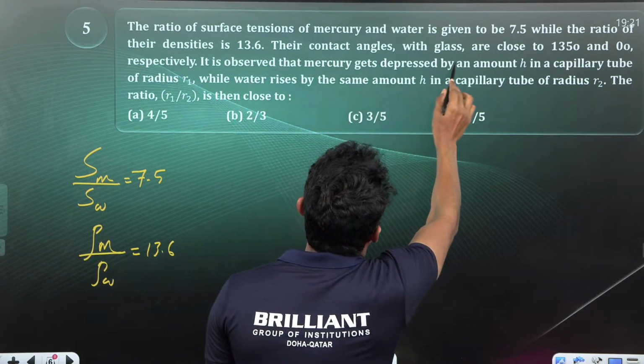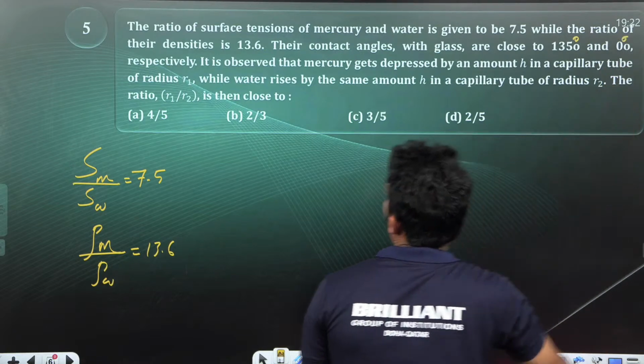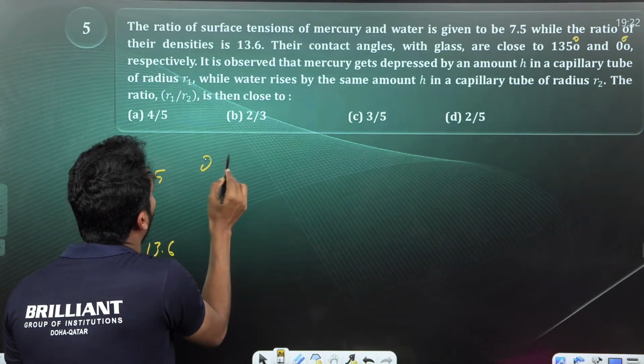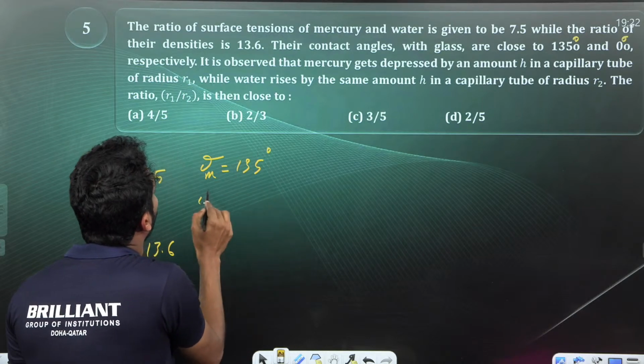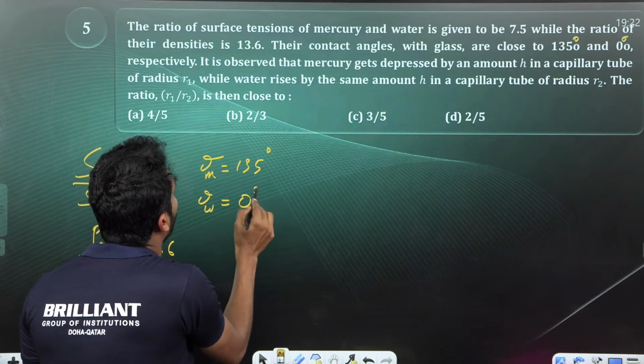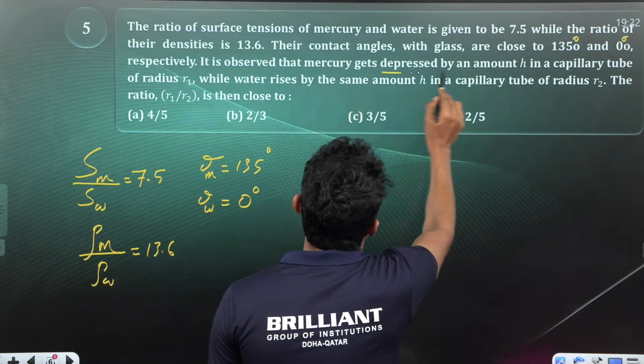Their contact angles with the glass are close to 135 degree and 0 degree. The angle of contact for mercury with the glass is given as 135 degree, and for water it is given as almost 0 degree. It is observed that mercury gets depressed.